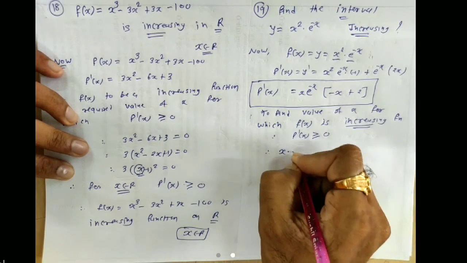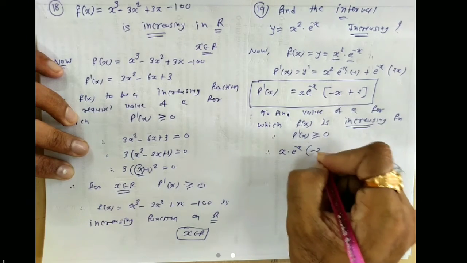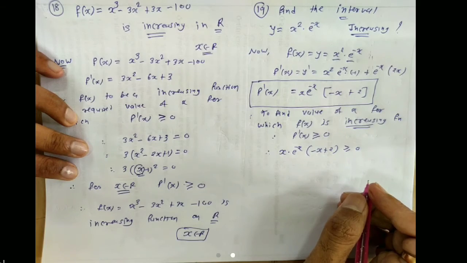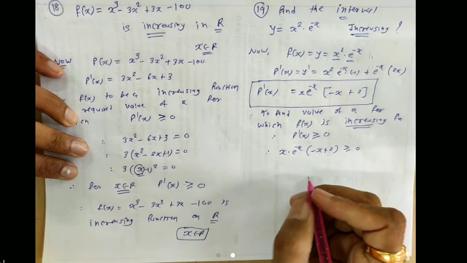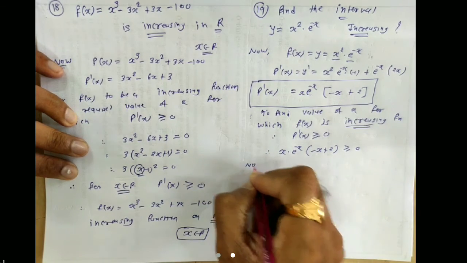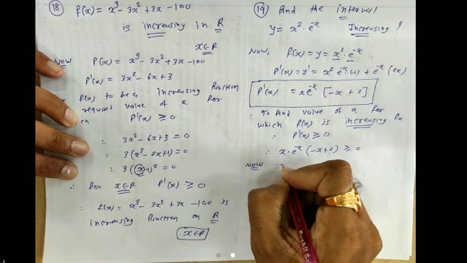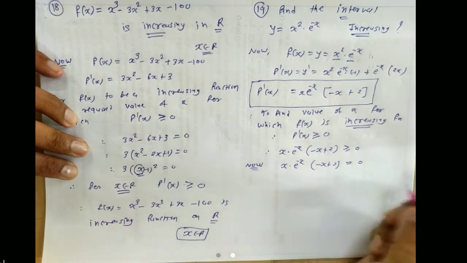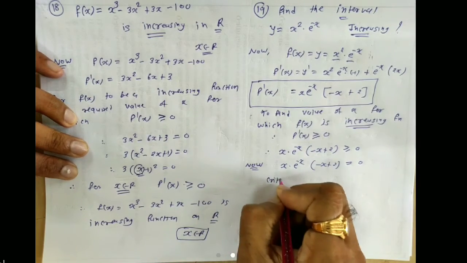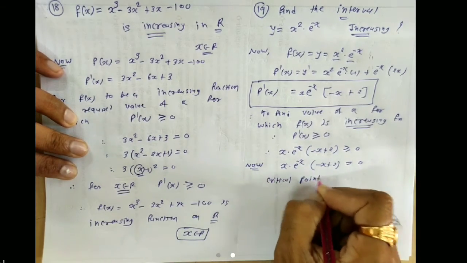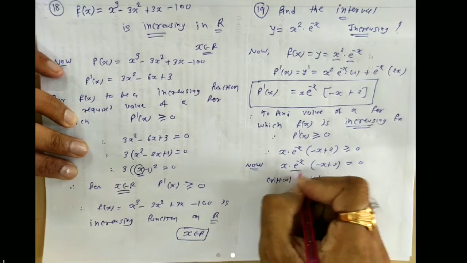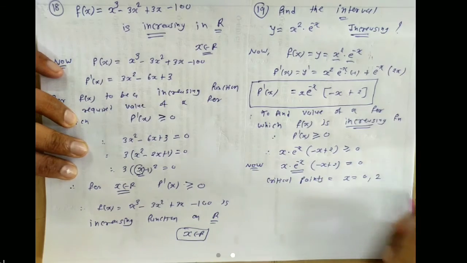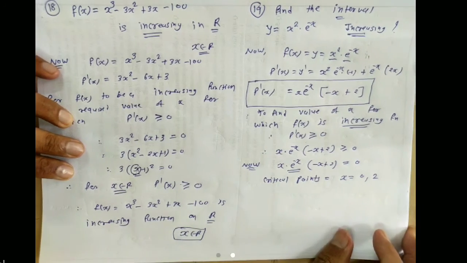So we are having x into e raised to minus x into minus x plus 2 greater than or equal to 0. Done. Now we have to solve this. So what were we doing? We have to take this equation as 0. So now take x into e raised to minus x into minus x plus 2 equal to 0. So we are getting our critical points. Since we compare it with 0, you don't need to look at e raised to minus x. So we are getting x equal to 0 or x equal to 2. We are getting only two critical points.